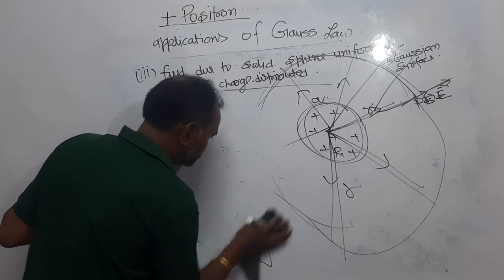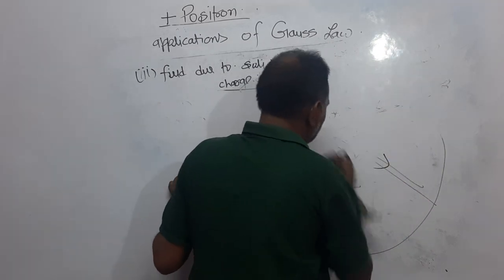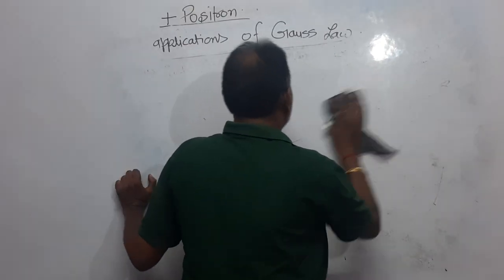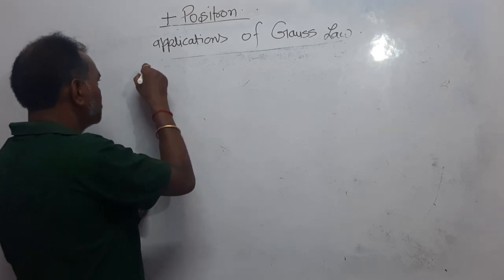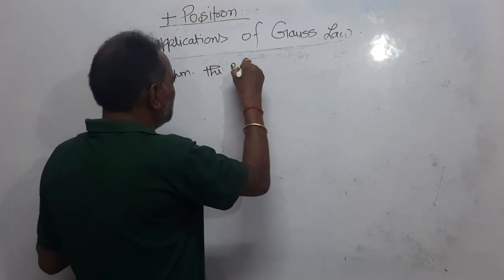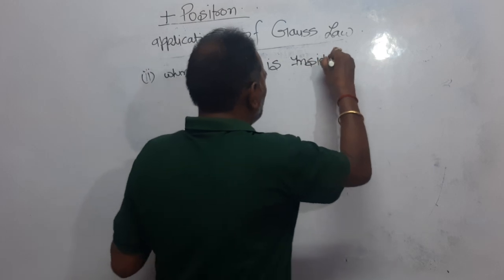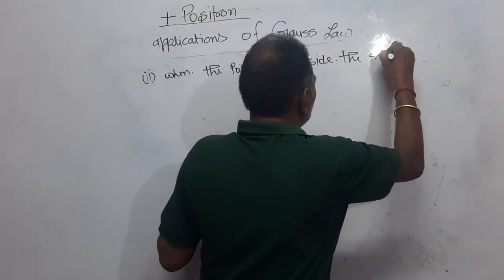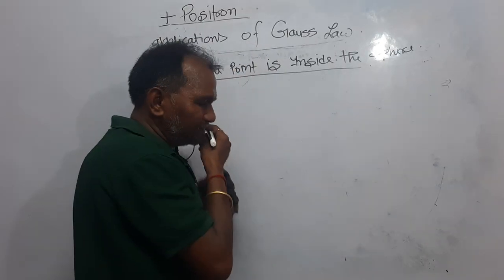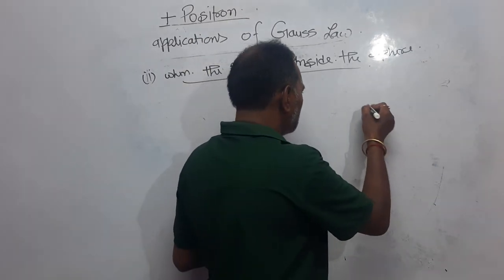case 2. When the point is inside the sphere, now we have to find out the field inside the sphere. This is your sphere.